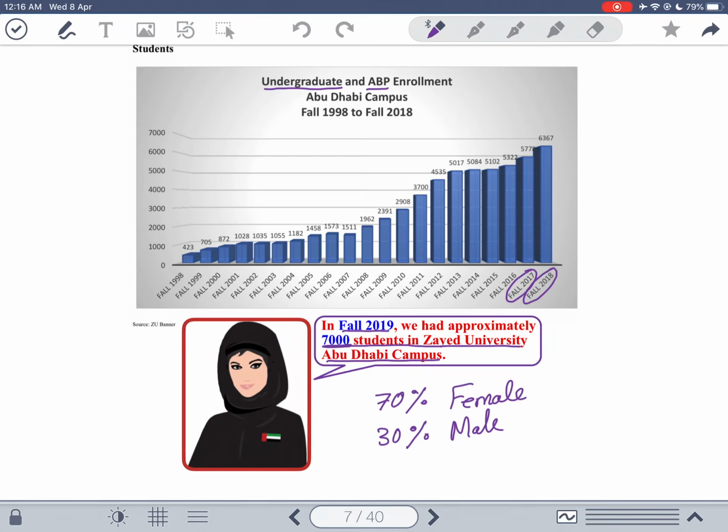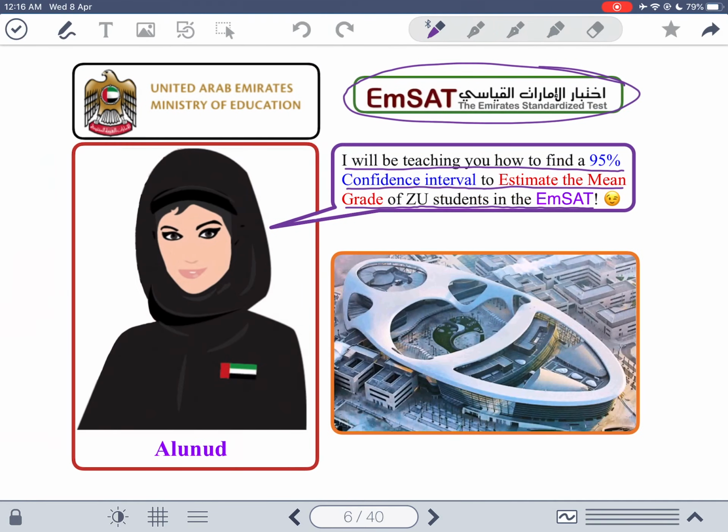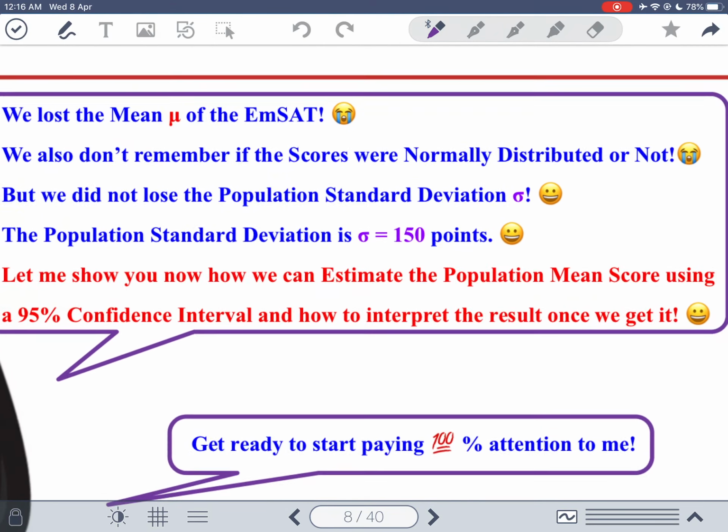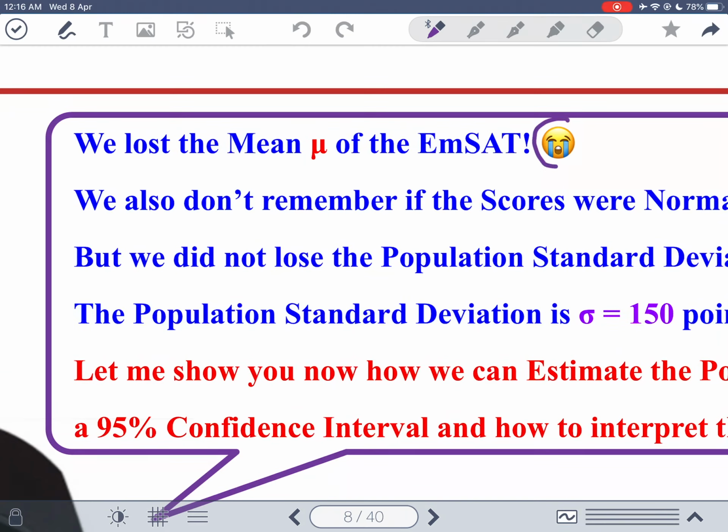So now let's see, what would Leonids do now? So her aim is what again? She wants to teach you how to find a 95% confidence interval. For what reason? To estimate the mean grade of Zayed University students on the MSAT. But she is not very happy with something. She is crying now because she tells you that we lost the mean of the MSAT. This is the population mean mu. We lost it. We don't know what it is.